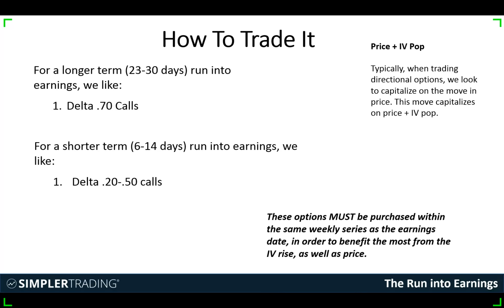All right, just reading through the questions real quick. So the increase in IV pushes up the value of the option as the price increases. Yes, that's correct. And the crush after earnings will pull it back down. Yes.